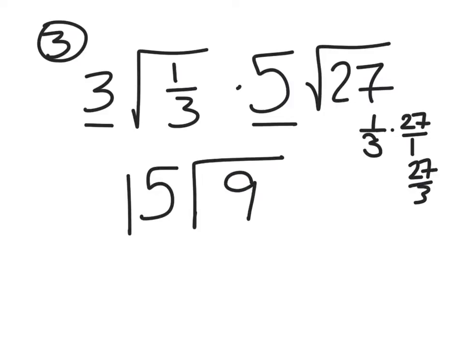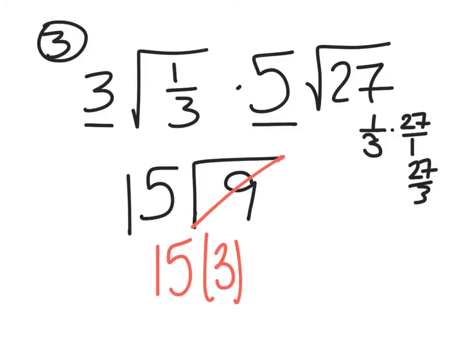So now I don't need to break 9 down because I know that answer. I know the square root of 9 is 3. So 15 times 3, a nice 45.